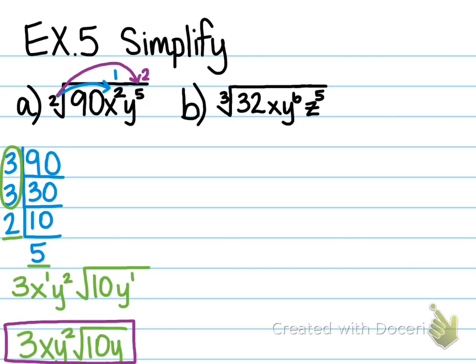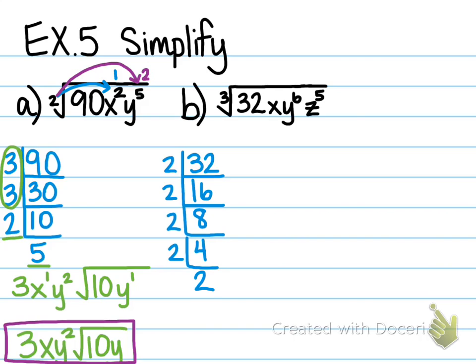Okay, so let's try the cube root of 32x y to the 6th z to the 5th. Let's factor 32. I know that 2 goes into 32 16 times, 2 into 16 8 times, and 2 into 8 4 times, then 2 times 2. So it's completely factored. Since it's the cube root, I'm looking for sets of 3. I have a set of 3, and then I have 2 leftovers. So the first set gets to come outside, and then the leftovers have to multiply and they stay inside. And remember, it's the cube root here, so you have to put that little 3 there.